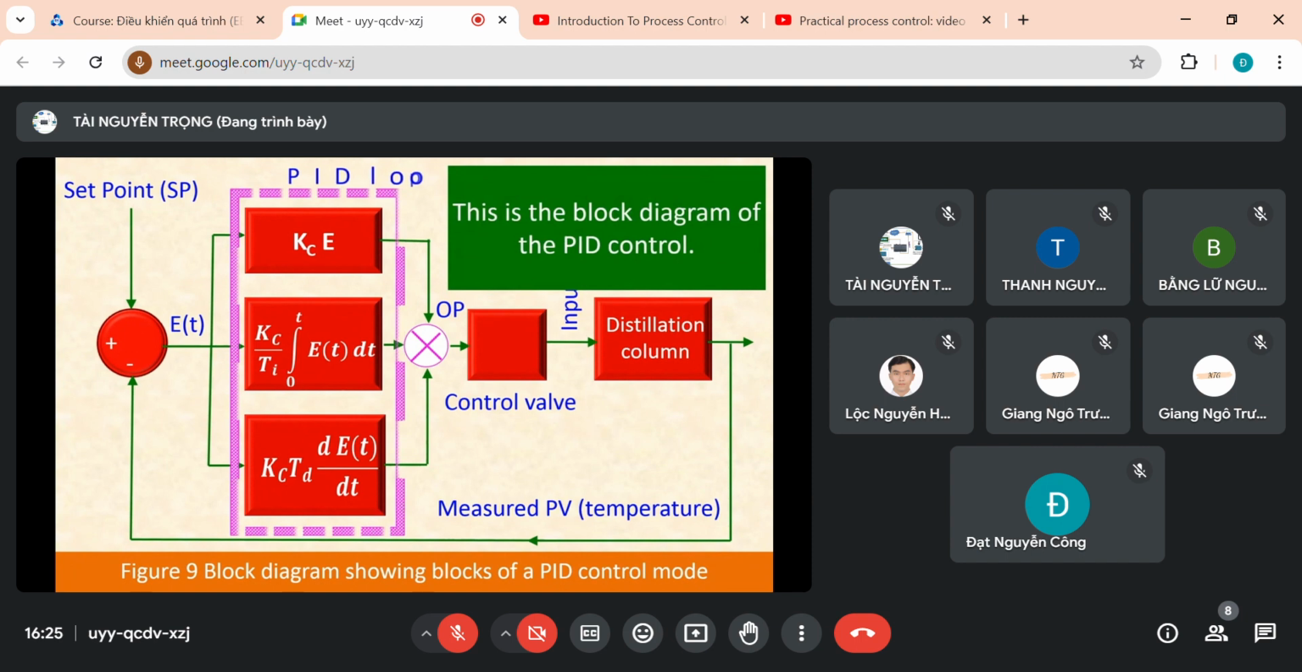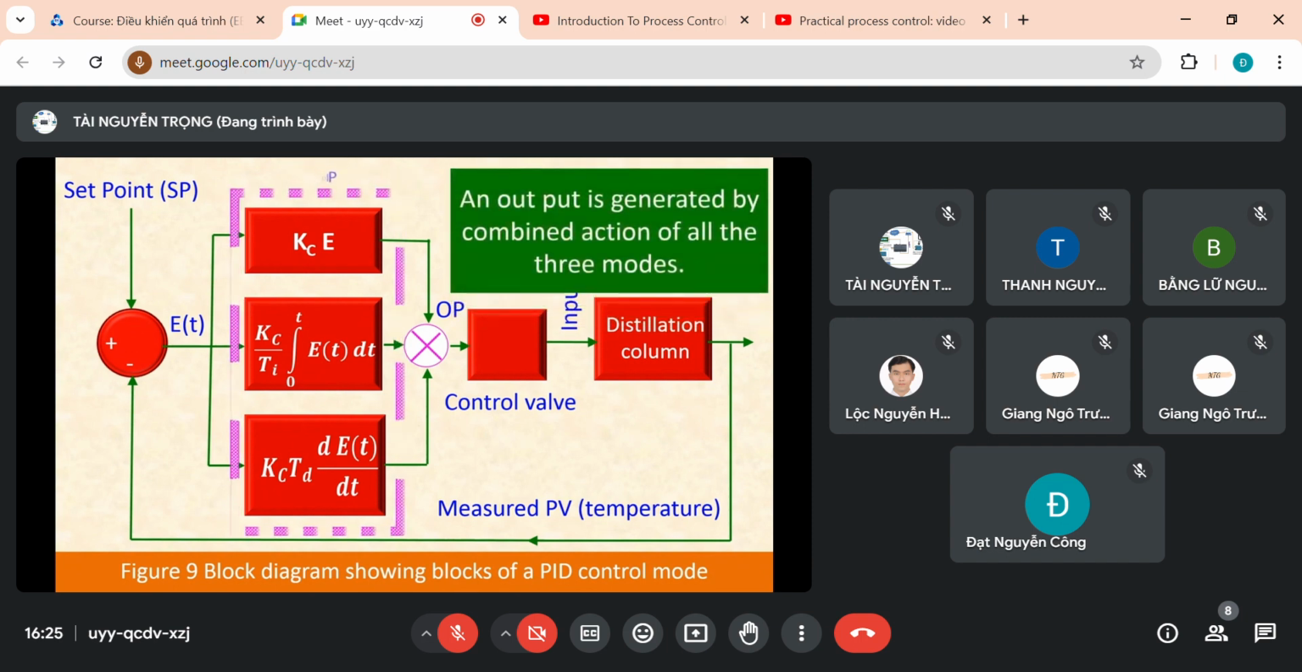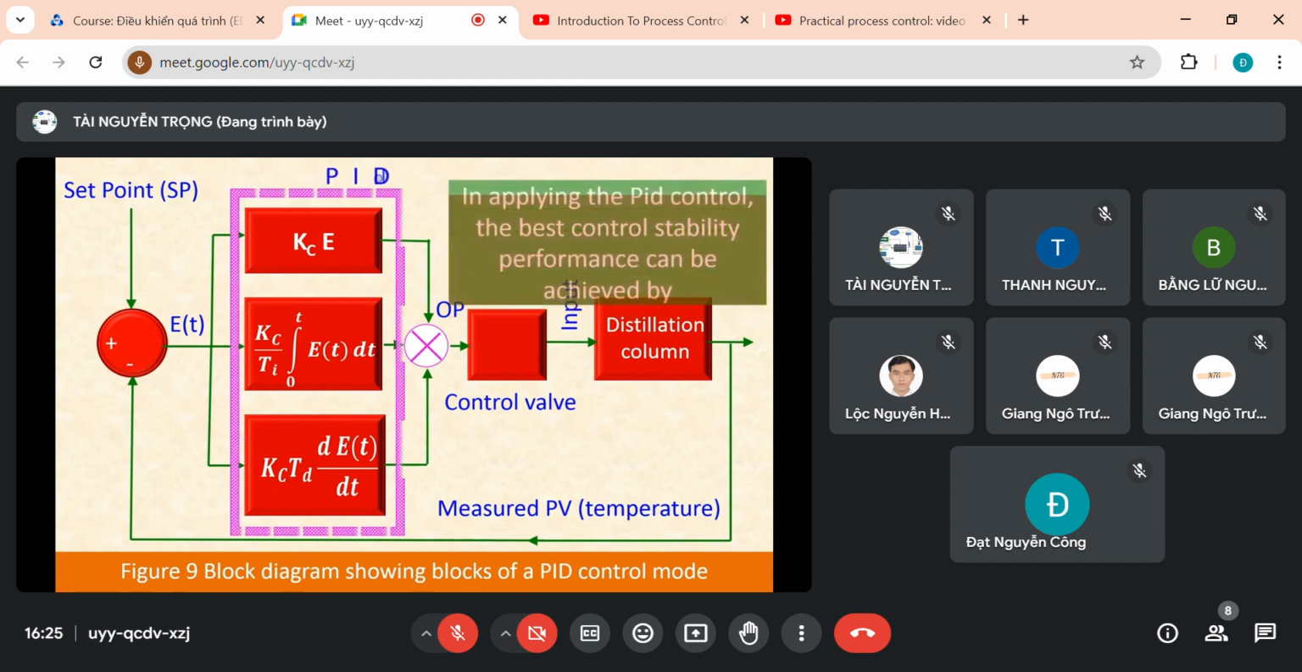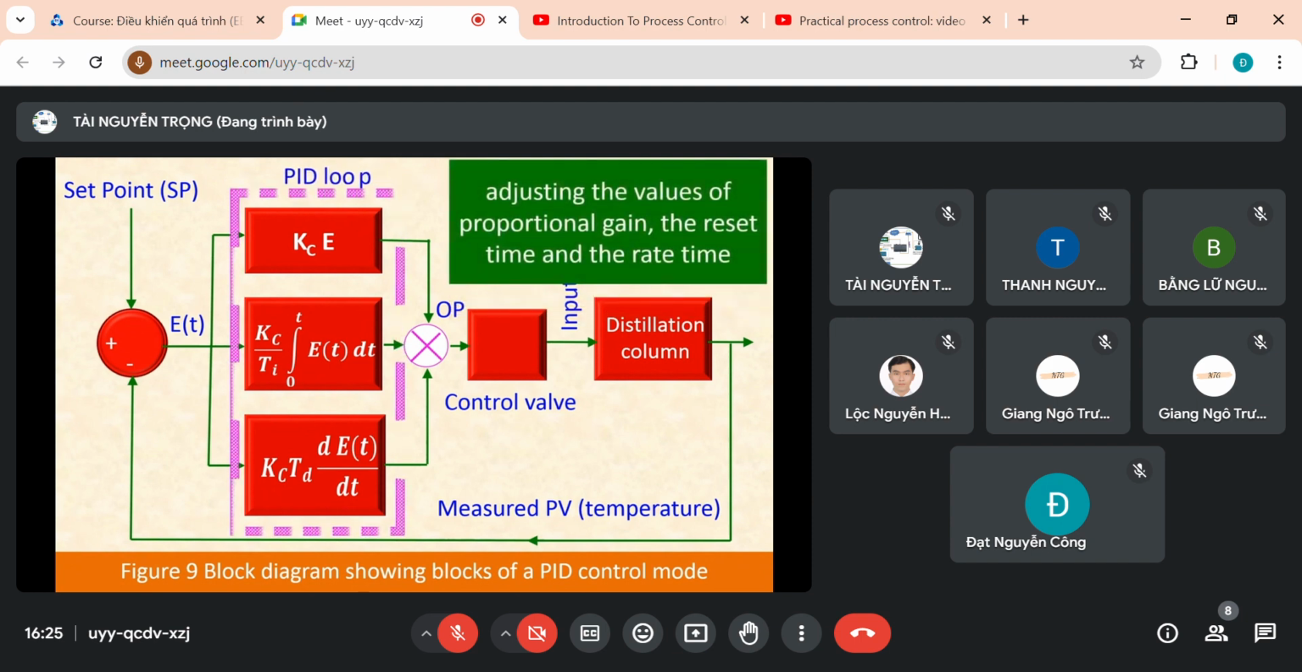This is the block diagram of the PID control. The error is processed by the three modes P, I, and D. An output is generated by the combined action of all the three modes. In applying the PID control, the best control stability performance can be achieved by adjusting the values of the proportional gain, the reset time, and the rate time.